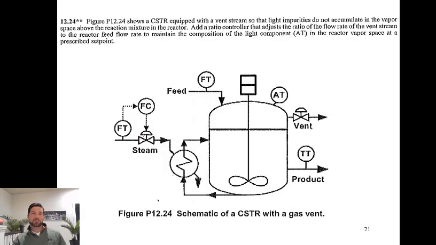Okay, so for next time, what I want you to do is think about these examples, and we'll go through a variety of examples in the next lecture. Here's an example of a CSTR with a gas vent. We want to look at incorporating feed-forward control elements, so either cascade, ratio, or feed-forward, to eliminate the effect of the specific disturbances that are discussed here.